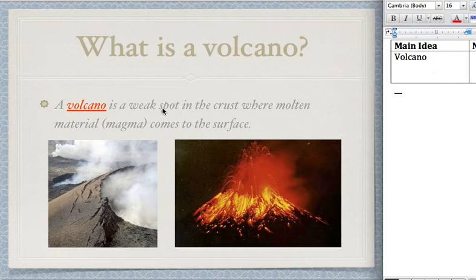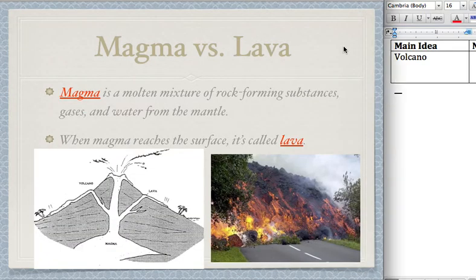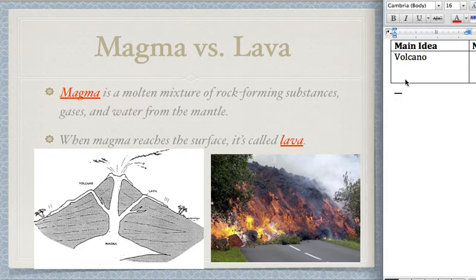A volcano is any weak spot in the crust where molten material, magma, can come to the surface. So it's a weakness in the crust where this molten material underneath is able to come out onto the Earth's surface. And let's talk quickly about that molten material. So we have two names for it. We have magma and lava. And the difference is basically where they are located.